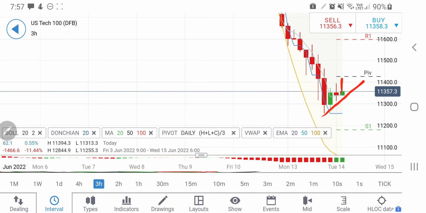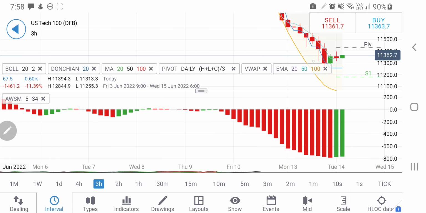How far can it go? It can go towards 11,420, 11,440 levels, and on breaking above 11,440, one can definitely remain long for 11,550 and 11,600 levels. 11,600 is something one should watch out for. This may provide a little resistance on the upside.